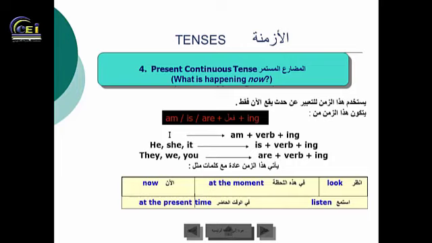Now, at the moment, look, at the present time. These are the key words in the present continuous. Again, all the key words in the present continuous: now, at the moment, look, at the present time.